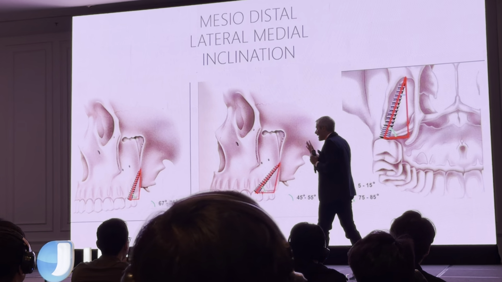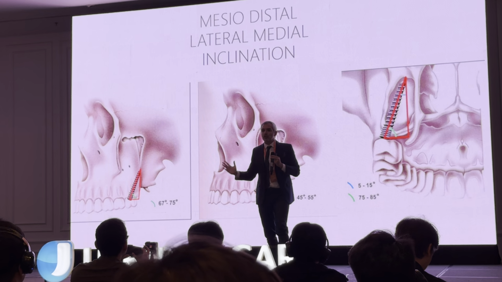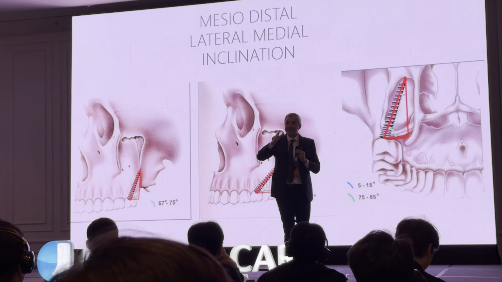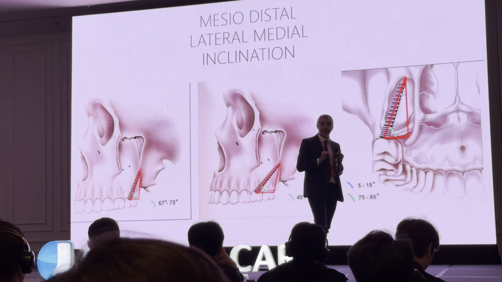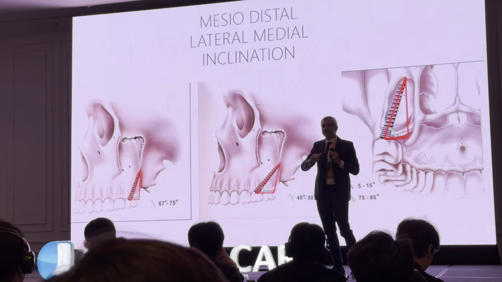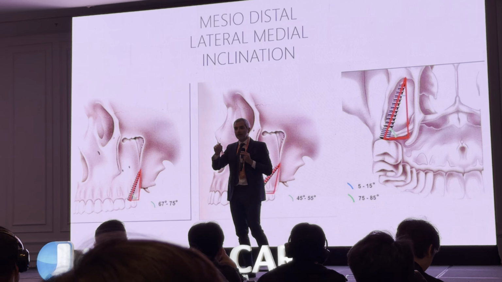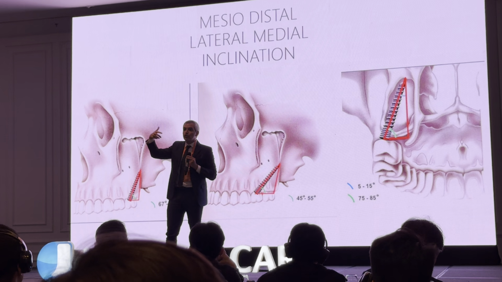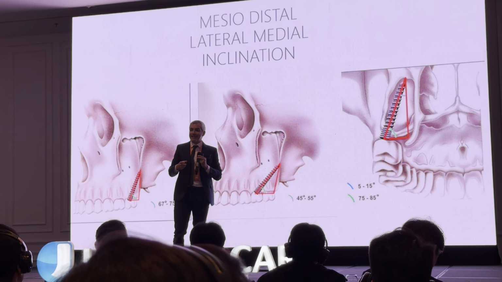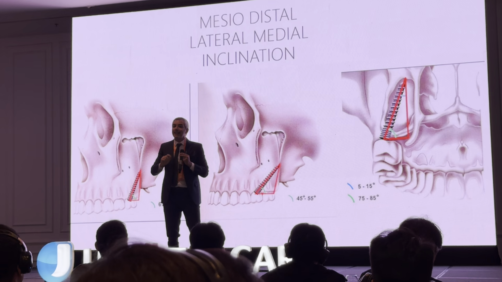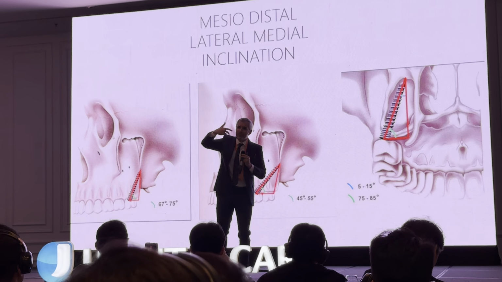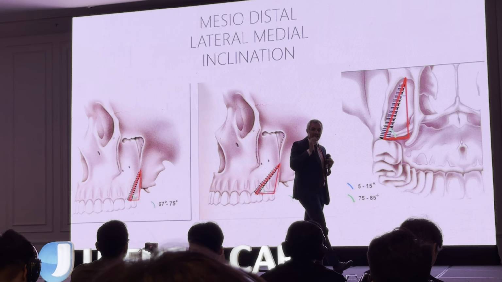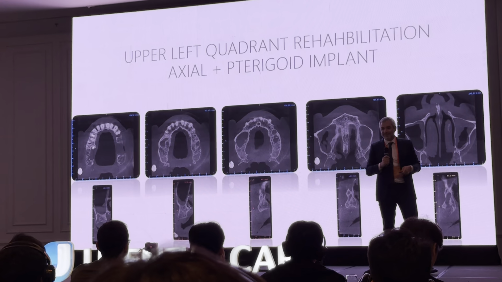Okay? And why from lateral to medial? Because the pterygoid fossa is always more medial than the distal aspect of the tuberosity. Remember these words: from medial to distal, from lateral to medial. Because next week, if you are in your office drilling and doing an osteotomy for a pterygoid implant, and you are not going from lateral to medial, you are making a mistake. So remember my words, from lateral to medial, from medial to distal, because it's always, always, always the same.